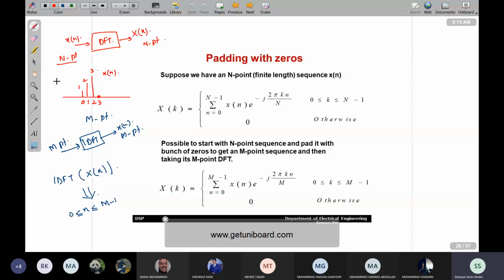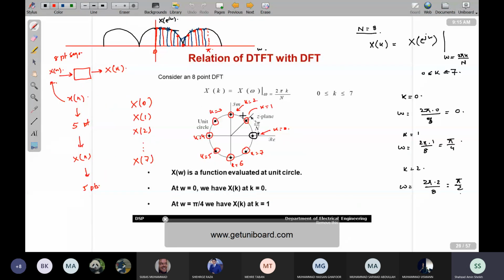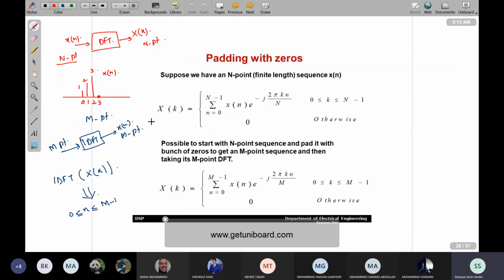Okay, so padding with zeros. What did we do just now? And that's related to the question asked a little while ago. We said that we sent an 8 point sequence in and took an 8 point sequence out. So what happens in this case? Suppose we have an n point finite length sequence x of n, and as a result x of k is defined like this. We have been seeing it. The sum over n is equal to 0 to n minus 1 of x of n exponential minus j 2 pi n k over n, where k is between 0 and n minus 1, 0 otherwise.